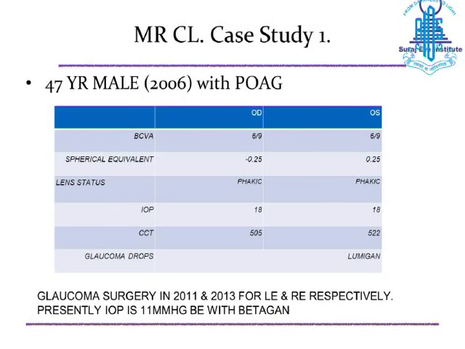So this is a case study of a 47-year-old male. He was seen first in 2006, and he had an intraocular pressure of 18 millimeters of mercury. The CCT was 505 and 522. He was on Lumigan eye drops. Glaucoma surgery was done in 2011 and in 2013 for the left and right eye respectively, and the intraocular pressure presently is 11 millimeters of mercury, both eyes, using a beta blocker.